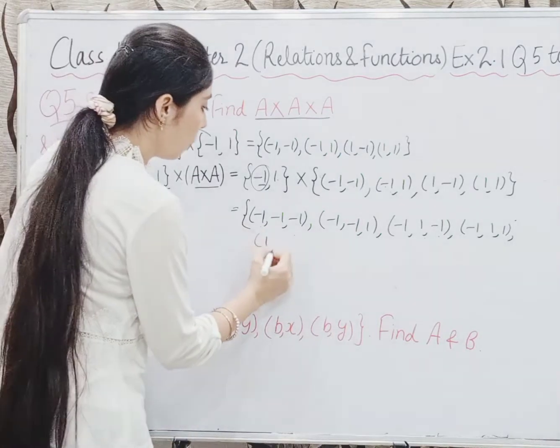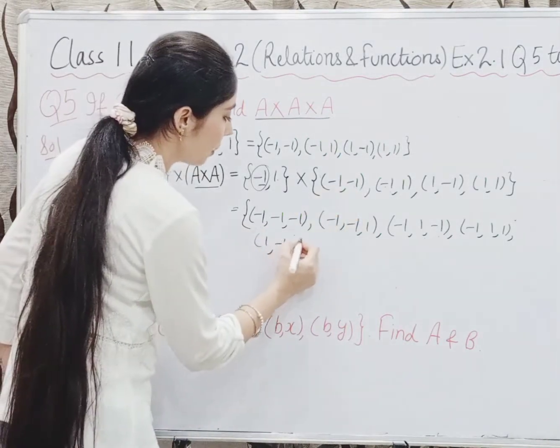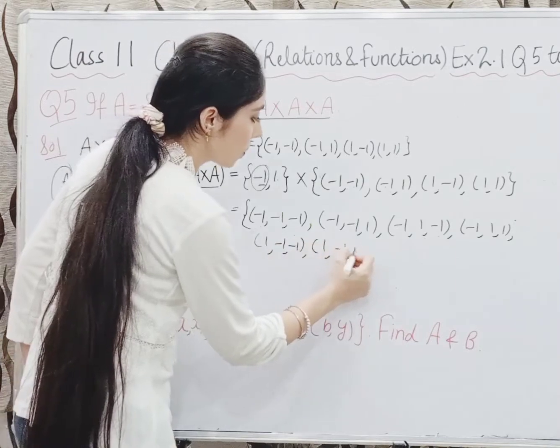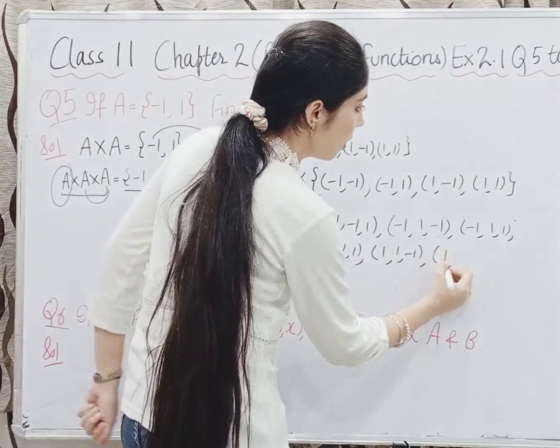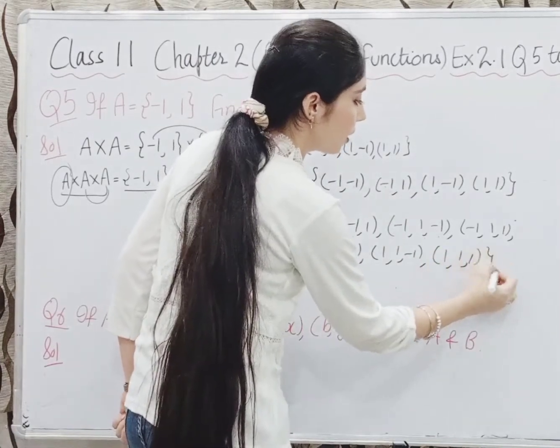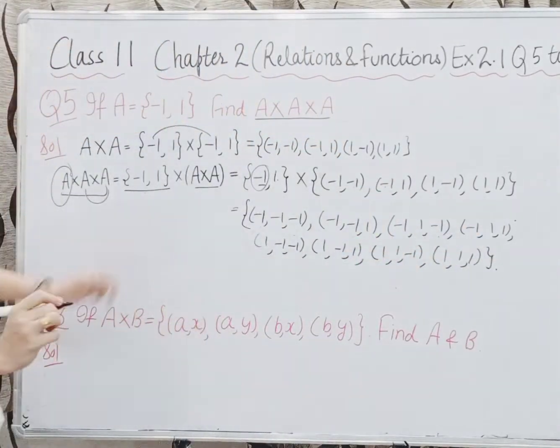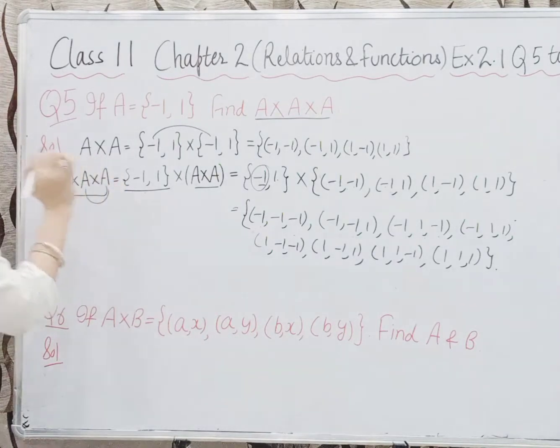So this will be (1, -1, -1), (1, -1, 1), (1, 1, -1) and (1, 1, 1). Okay, so this is the Cartesian product of A 3 times.